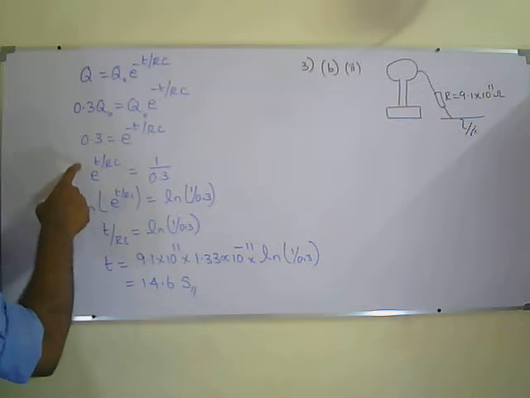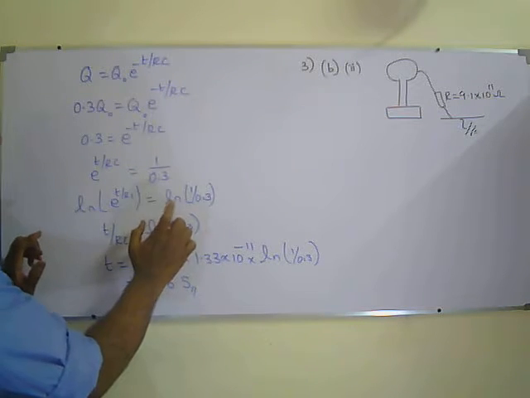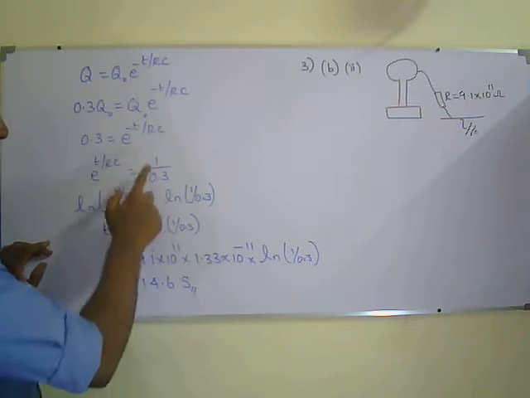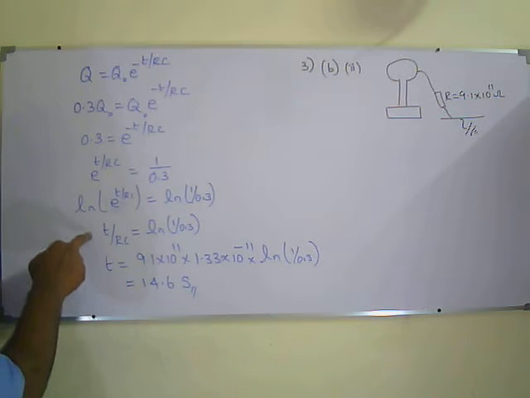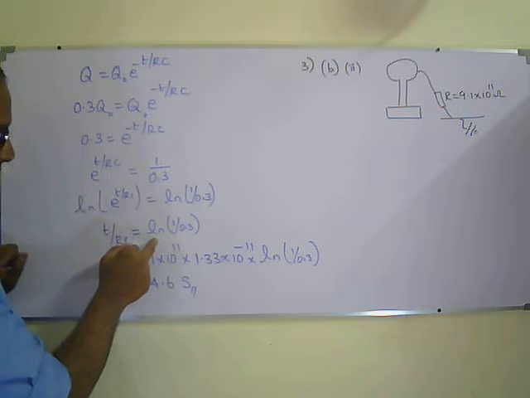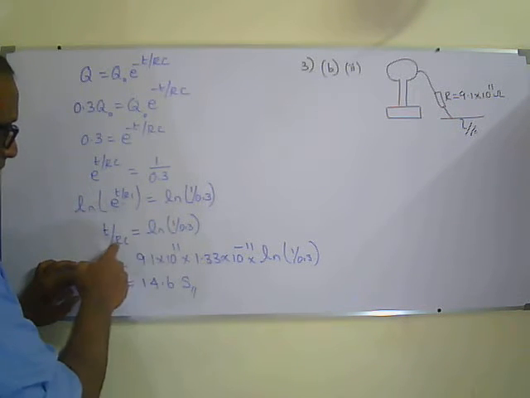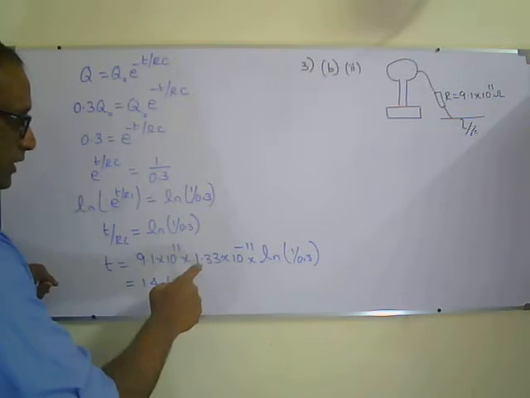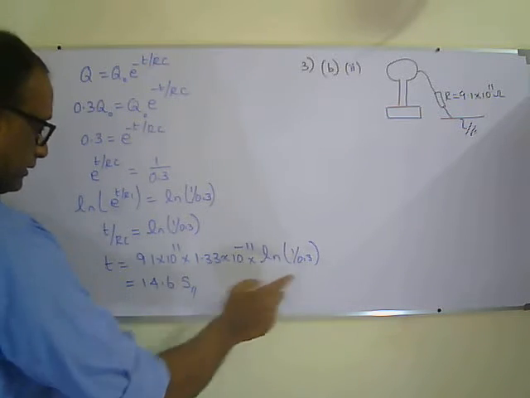Okay, there e to the power t over RC is 1 over 0.3. Take ln on both sides. It will be ln 1 over 0.3. I earlier wrote ln 0.3, but it is ln 1 over 0.3. On both sides I am operating with the natural logarithm. So t over RC equals ln 1 over 0.3. Make t the subject, cross multiply. R is 9.1 times 10 to the power 11, capacitance we found in the previous part, 1.33 times 10 to the power minus 11, into ln 1 over 0.3. So that's the answer.